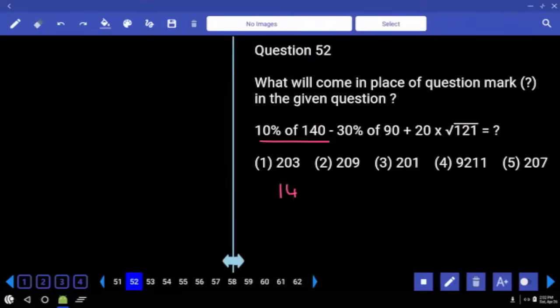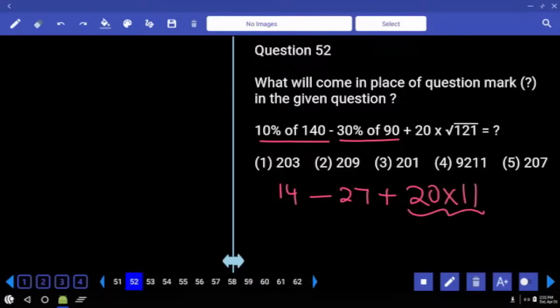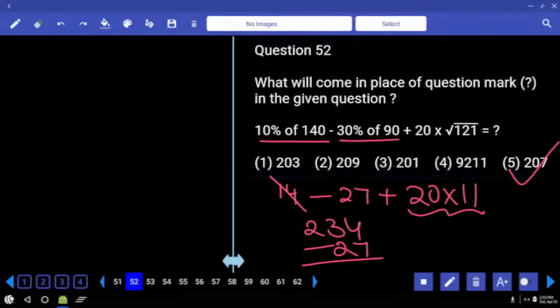10% of this number 14. 30% of 90. 3 into 9, 27. Plus 20 into 11. First we have to complete this part, which is 220 plus 14, 234. From that if you subtract 27, answer ends with 7, 207.